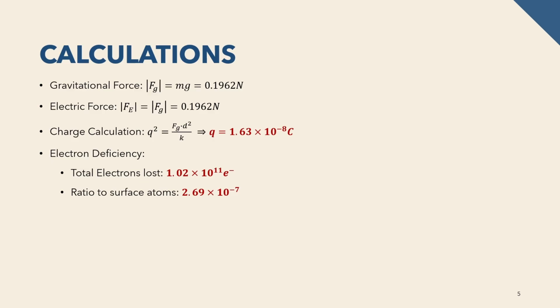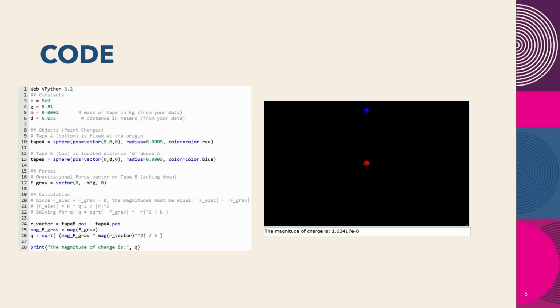I also calculated that this represents a deficiency of about 1.02 times 10 to the 11th electrons. When compared to the number of atoms on the sticky surface, this means roughly 1 in every 3.7 million surface atoms lost an electron. I also created a computational model using GlowScript to verify this.